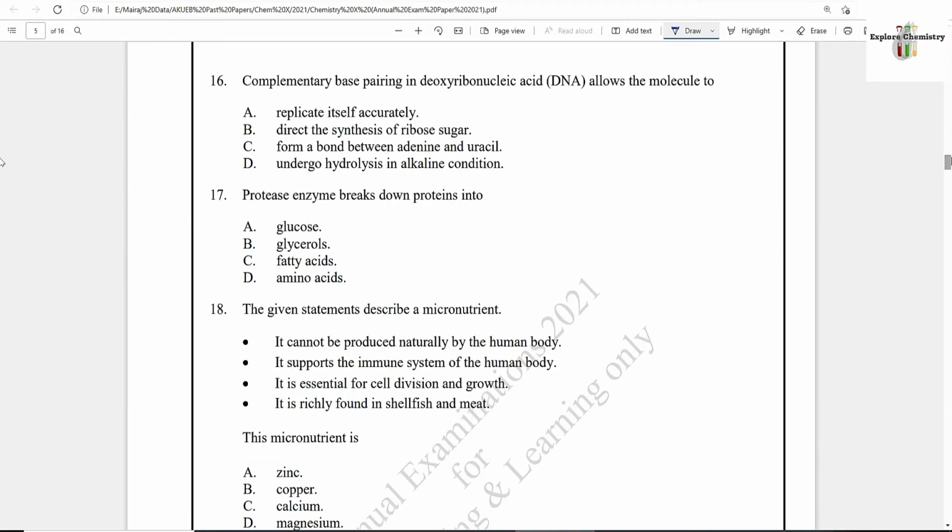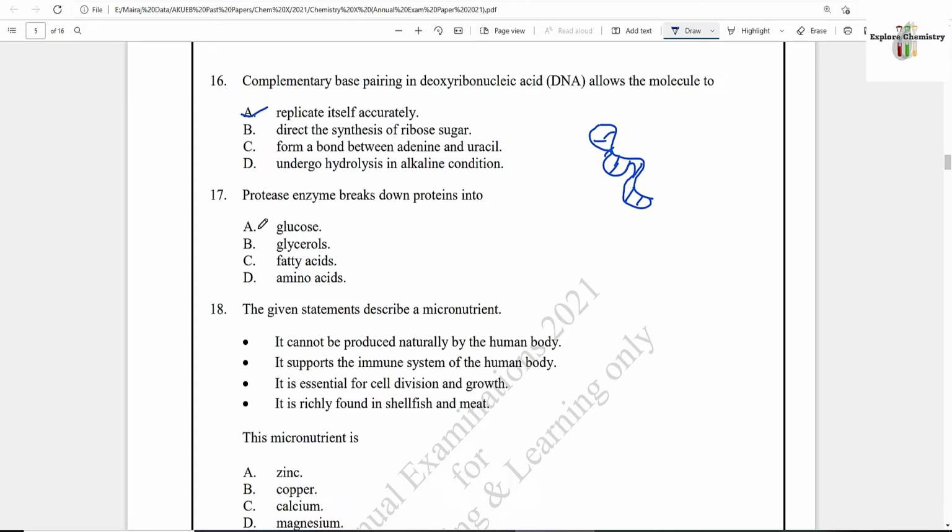Number 16, complementary base pairing in deoxyribonucleic acid allows the molecule to replicate itself accurately. Due to base pairing, a complex structure of DNA is formed. Bases of one strand, this is one strand, will be paired up with the bases of second strand. Ignore my diagram. This is known as base pairing. It is done to replicate accurate structure. So option A is the answer.